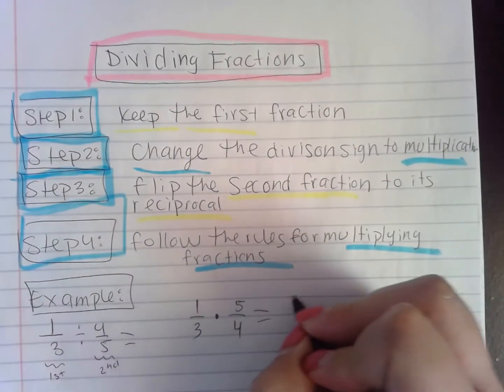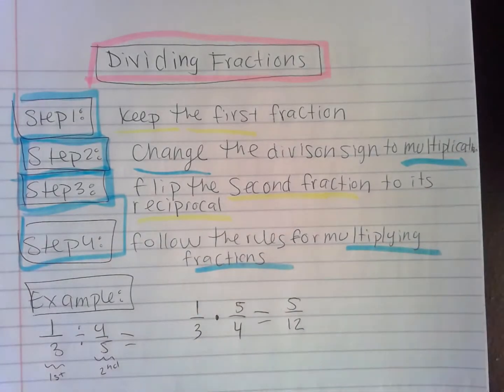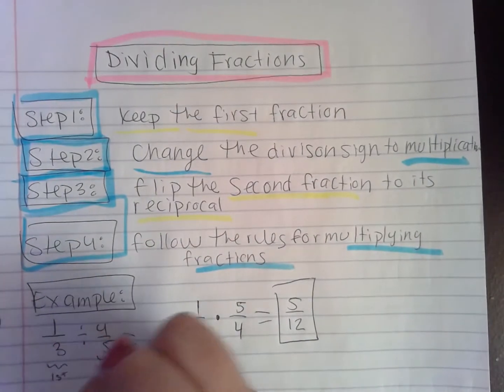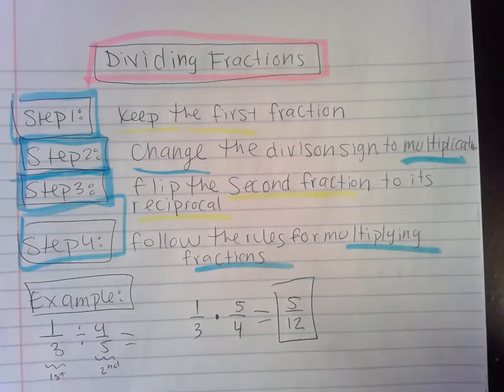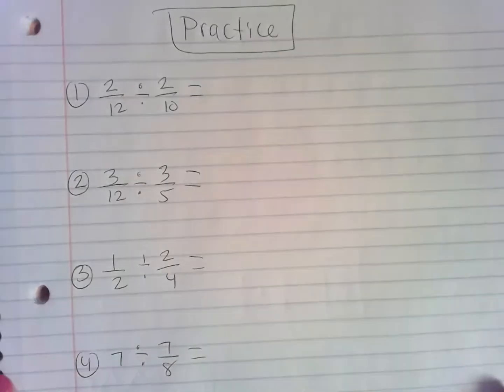So when we multiply fractions, we got 5/12. Now we need to figure out, okay, well, do they need to be reduced? No, because 5 is a prime number. That is it. That's all we do when we divide fractions. So turn to a new page, or if you have room on that page, we're going to have practice.